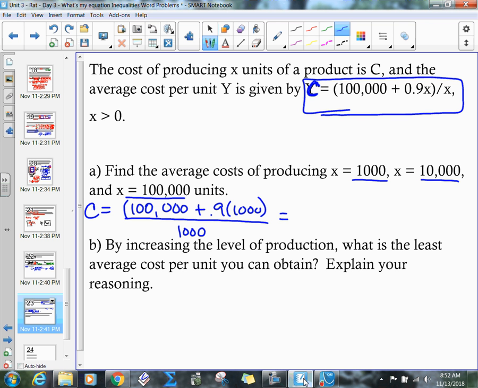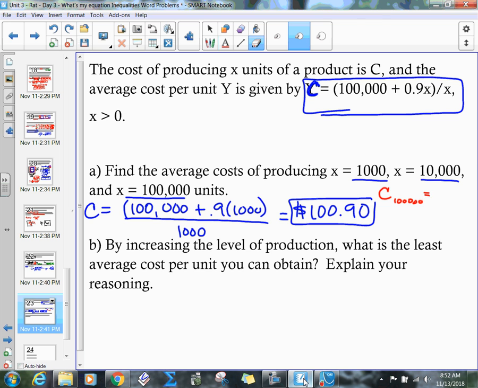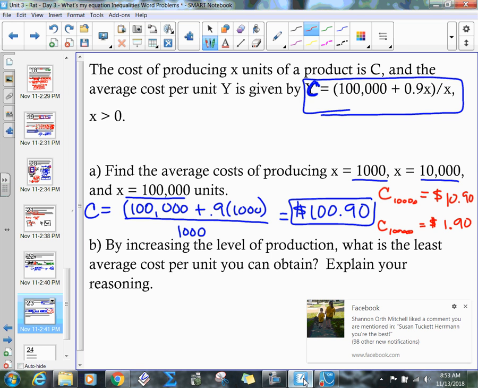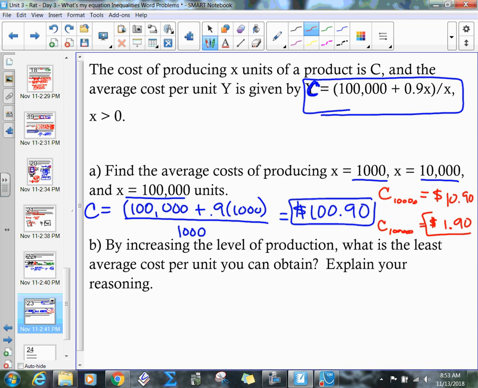So this average cost is $100.90 if I produce 1,000 units. If you go back into your calculator and see how much it is if I produce, I'm sorry, I was supposed to do 10,000 units. You can plug that in, and I find that it costs only $10.90. That's a lot cheaper. And then if I produce 100,000 units, all of a sudden my cost went down to $1.90. And so what happens here is that the more I produce, the less my product costs.